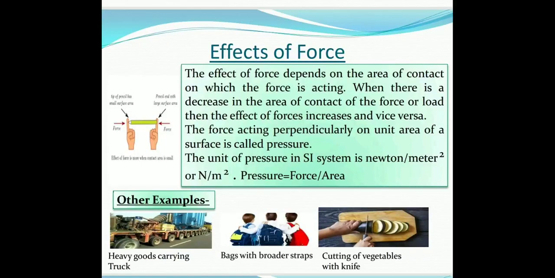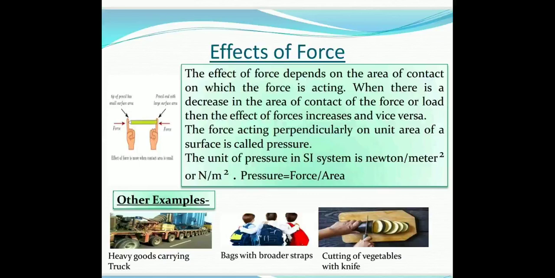I've seen porters place turbans or talpaga on their heads when they have to carry heavy loads. Why do school bags and shopping bags have broad straps as handles? Have you wondered why lorries carrying heavy loads have a larger number of broader tires? In all these examples, when there is a decrease in area of contact of the force or load, then the effect of force increases and vice versa.